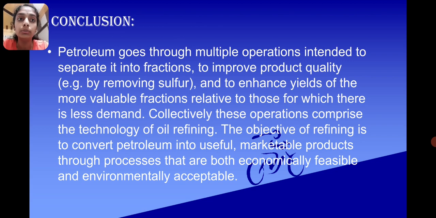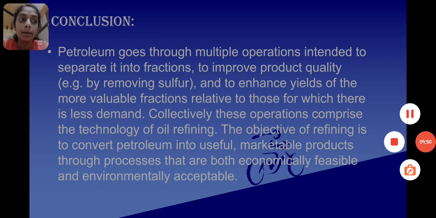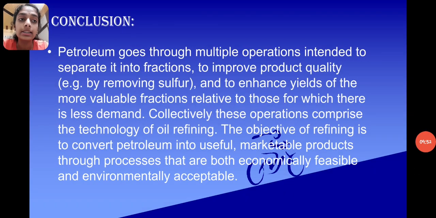Conclusion. Petroleum refining involves multiple operations intended to separate crude oil into fractions and enhance the yields of the more valuable fractions relative to those for which there is less demand. Collectively, these operations comprise the technology of oil refining. The objective of refining is to convert petroleum into useful, marketable products through processes that are economically feasible and environmentally acceptable.